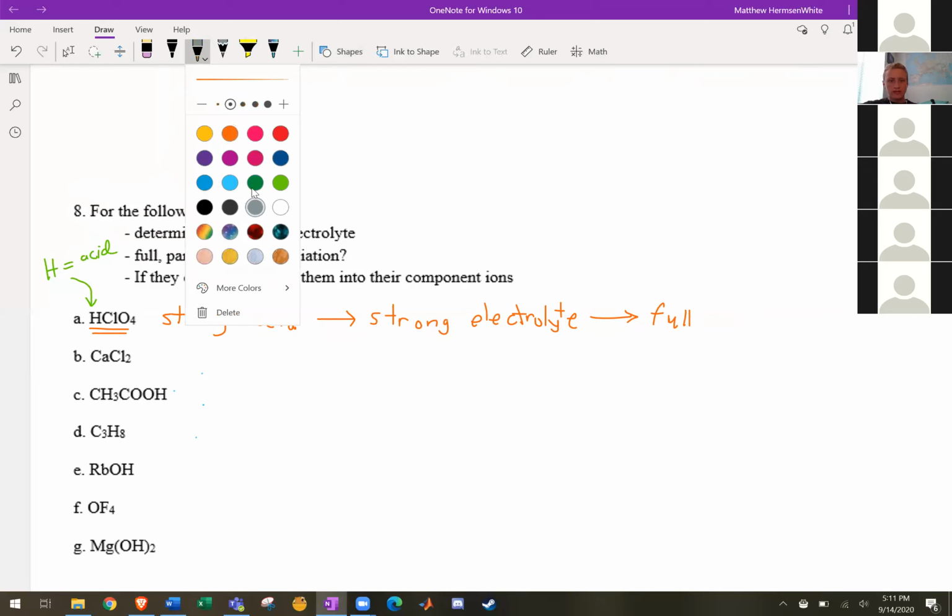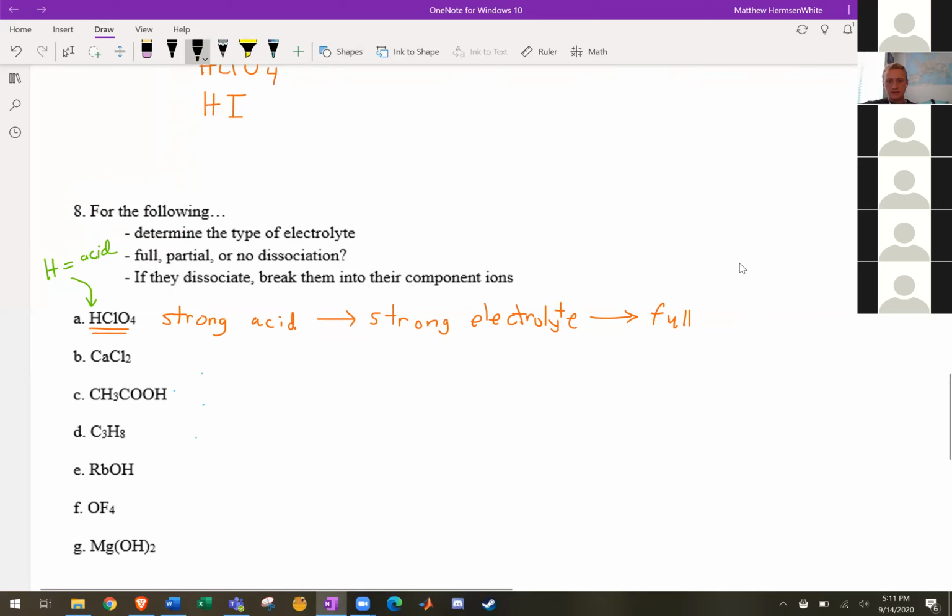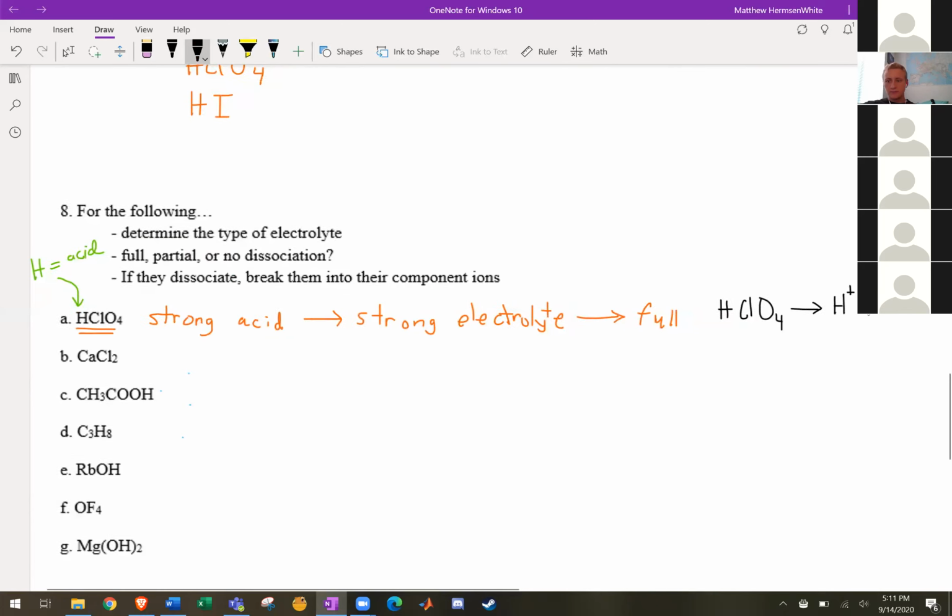So what would this look like? This would look like you had HClO4. And when you put this in water, it's going to break into H+, which is the hydrogen ion, and ClO4 minus ion. So this is going to dissociate into H+ and ClO4-. What questions do you have about this process of answering these questions?